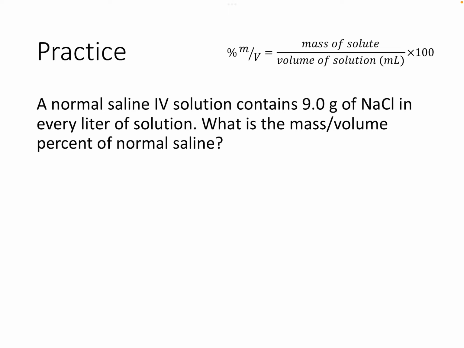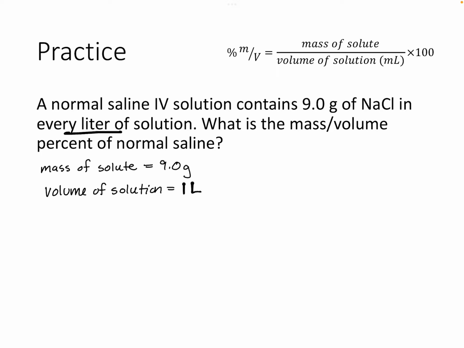So earlier we said that a normal saline IV solution contains 9 grams of sodium chloride in every liter of solution. So what is the mass per volume percent of normal saline? Okay, so we're given the mass of the solute, which is 9 grams, and then we're given the volume of the solution, which was every liter. So we're going to say 1 liter.